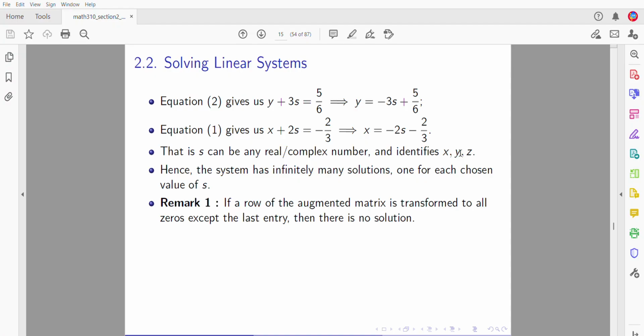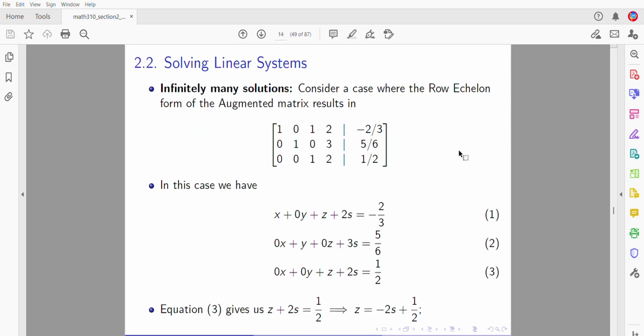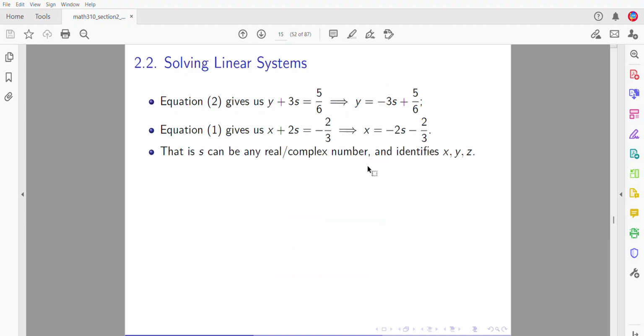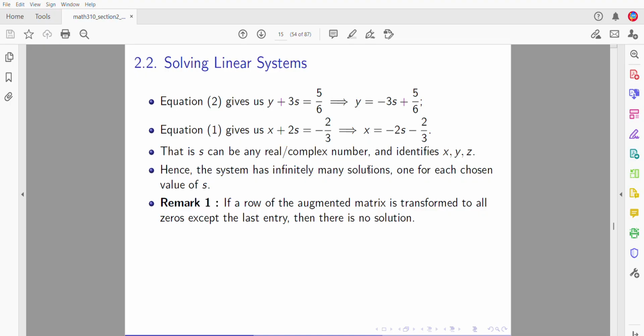Which brings us to an important remark. Remark 1: if a row of the augmented matrix is transformed to all zeros except the last entry, then there is no solution. This is what I told you about. If I have all zeros here and not 0 here, then you have no solution.